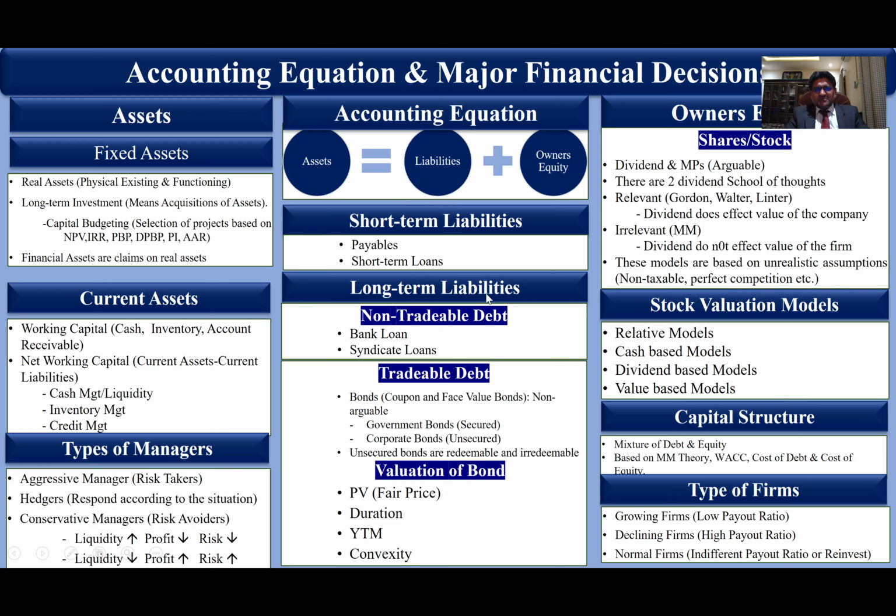If we look at long-term debt, there are two kinds: one is non-tradable and the second is tradable. Why are we going for long-term debt? If you want to acquire an asset to meet the requirement of your long-term investment, we require funds, and for fundraising we have two sources: one is debt and one is equity.